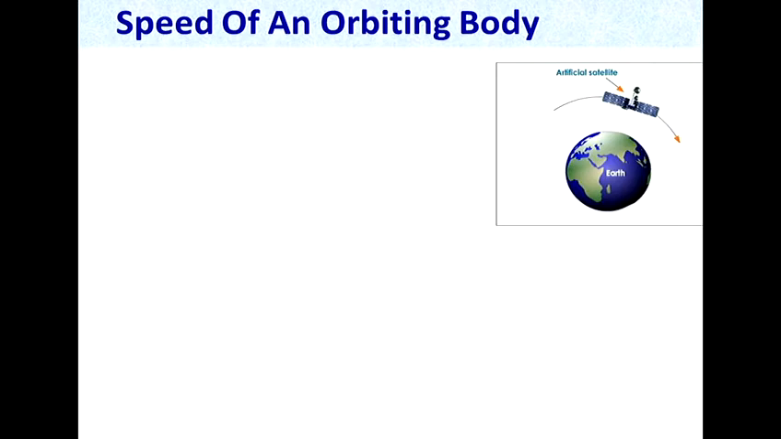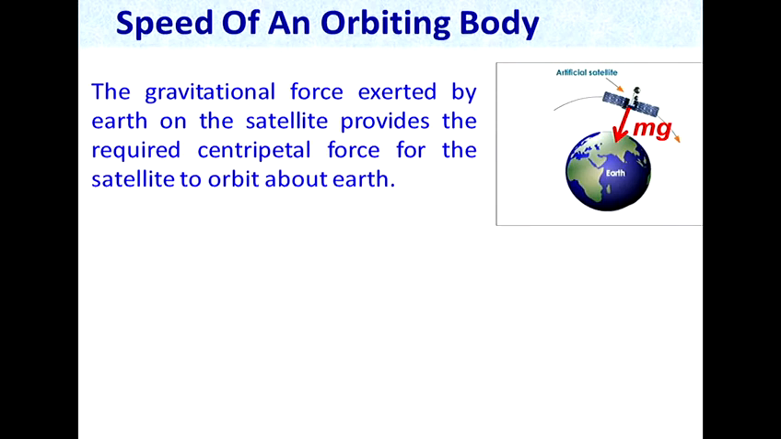Okay, so let's look at the satellite. What are the forces acting on the satellite? There's Earth, right? So Earth will exert a gravitational force on the satellite, which is the weight of the satellite, mg. Are there any other forces? No, right? There's only one force, the gravitational force. So it's quite clear now that this gravitational force is the one providing the centripetal force that the satellite needs to move in a circle. So we say the gravitational force exerted by Earth on the satellite provides the required centripetal force for this satellite to orbit around Earth, to move in a circular motion around Earth.